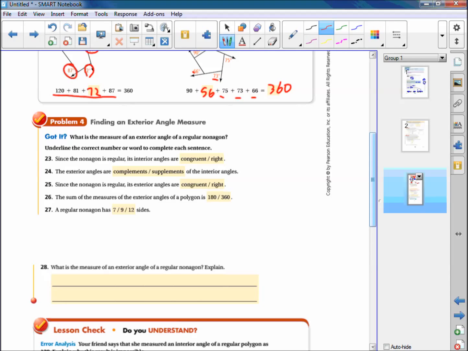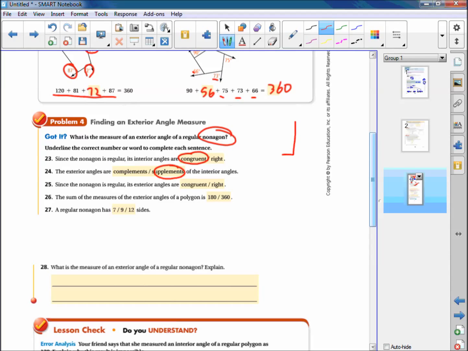Finding an exterior angle measure. Okay, so what is the measure of an exterior angle of a regular nonagon? So once again, we have a 9-sided figure. Okay, so underline the correct number of words to complete each sentence. Since the nonagon is regular, its interior angles are all congruent. They're not going to be right angles. Okay, the exterior angles are supplements of the interior angles.